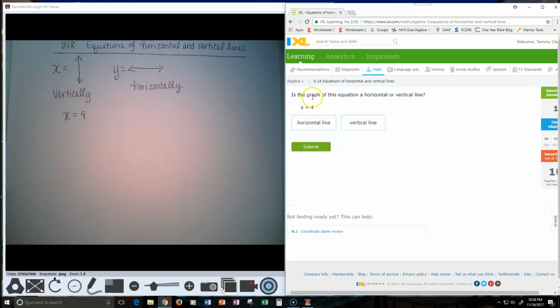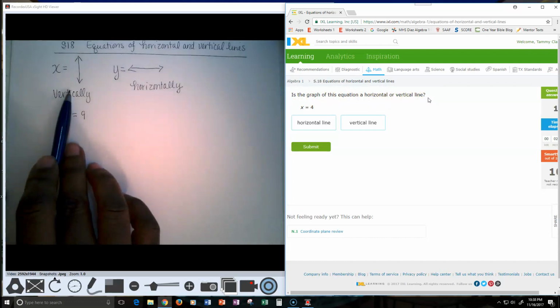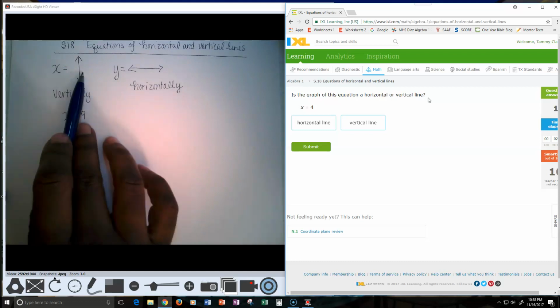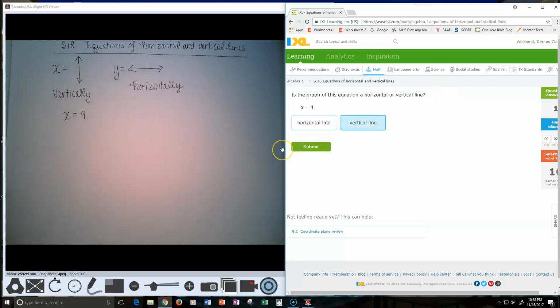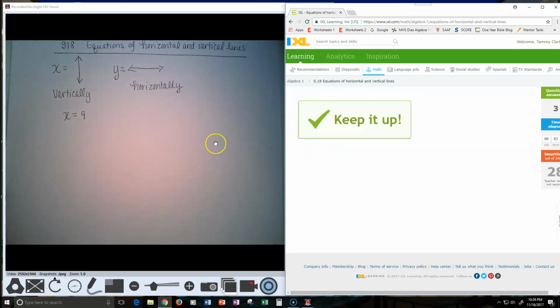Now, is the graph of the equation a horizontal or vertical line? Now, if you look here, we already know that if it's an x equals, it's a vertical line, meaning it goes up and down. Like you stand up vertically, that's what we're talking about there. Is the graph of the equation a horizontal or vertical line? Now, y goes horizontally because it's going across the y-axis, so this would be a horizontal line.